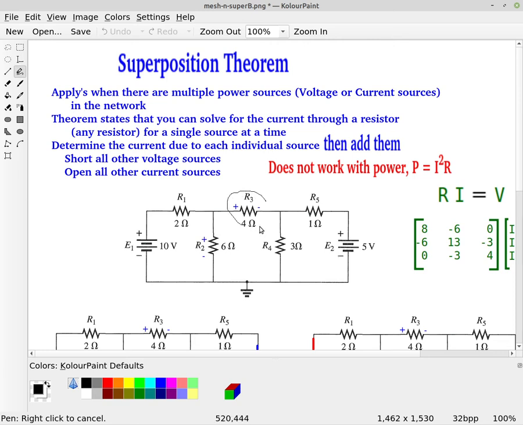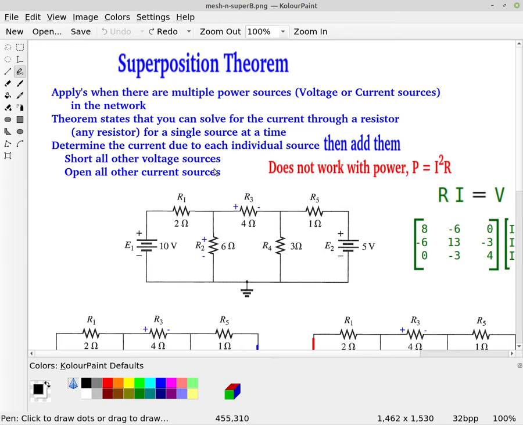find the voltage across and the current through that resistor for each individual source, and then you simply add them up together. So the method that you use to determine each of the individual sources is the method that you choose. So you could use mesh analysis, nodal analysis, or the reduce and return technique.